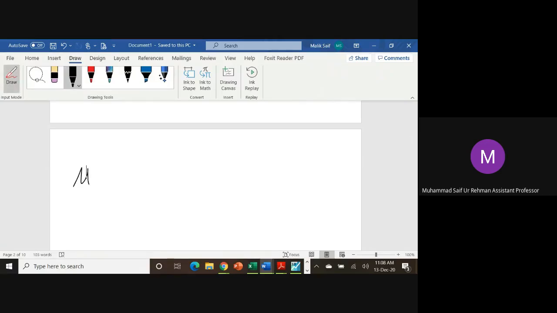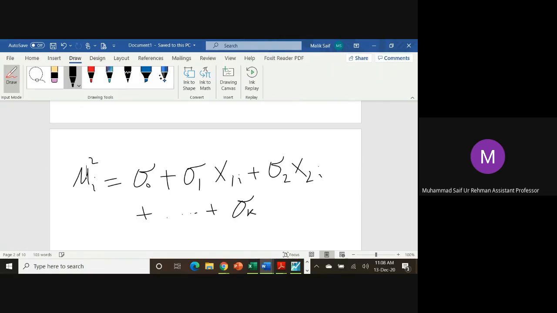Mu, I square will equal delta naught plus delta 1 x1i plus delta 2i x2i plus so on, plus delta k xki plus vi. So this is some error term that we are going to denote with vi instead of ui, because we are using ui over here.